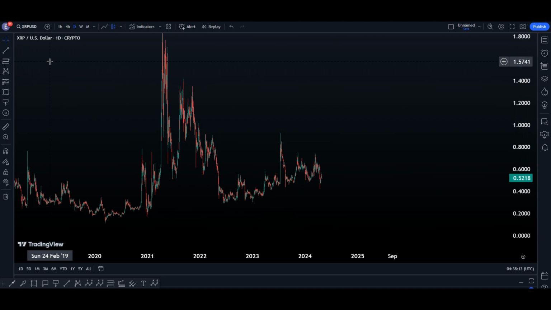This is the XRPUSD daily chart, and let's see together where our resistance is, where our support is, and what will happen next day.